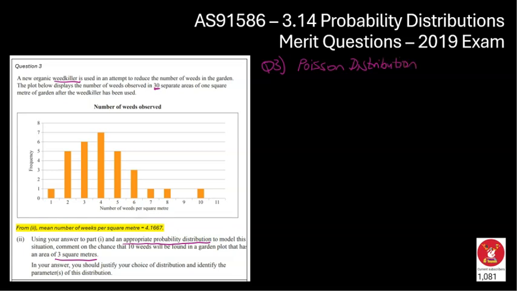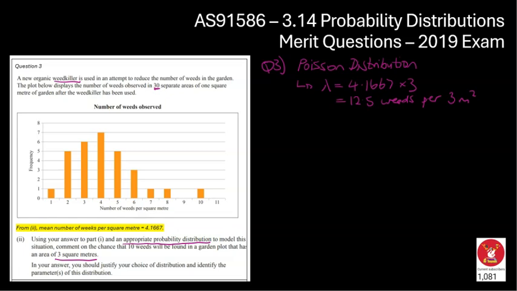And my lambda here is going to be triple what we've got here, because this was the mean per 1 square meter, but we've been asked for a 3 square meter area. So my lambda is going to be equal to 4.1667, and I'm going to multiply that by 3, and my new mean is going to be 12.5 weeds per 3 meters squared. So now that I've got that, I can then actually go ahead and answer the question.